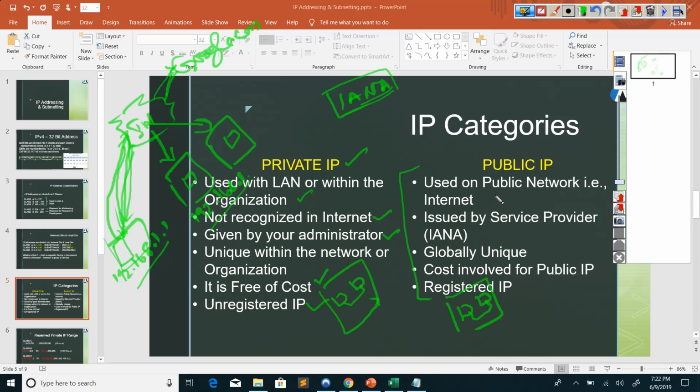Public IP characteristics: it is used on a public network, that is the internet. It has to be issued by the service provider, who will have a link with IANA, the authority for the IPs. Those IPs will be globally unique. Whatever IP is issued to your organization will not be issued to anyone else, and they maintain that database. There is a cost involved, as we said earlier, and it is also called a registered IP. In our next slide we will see the range of private IP.